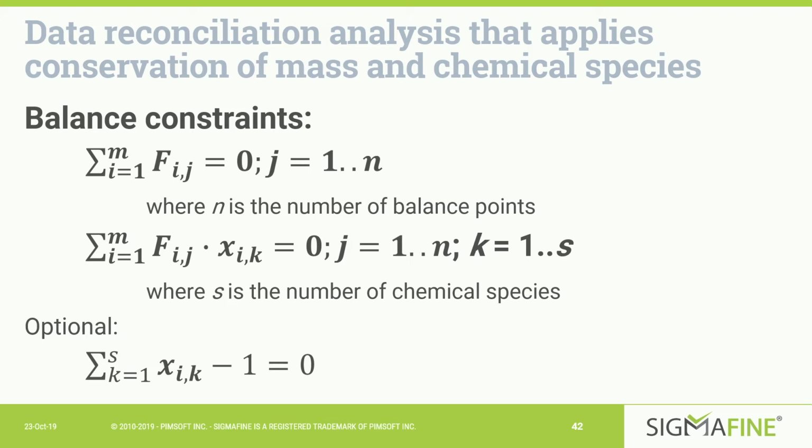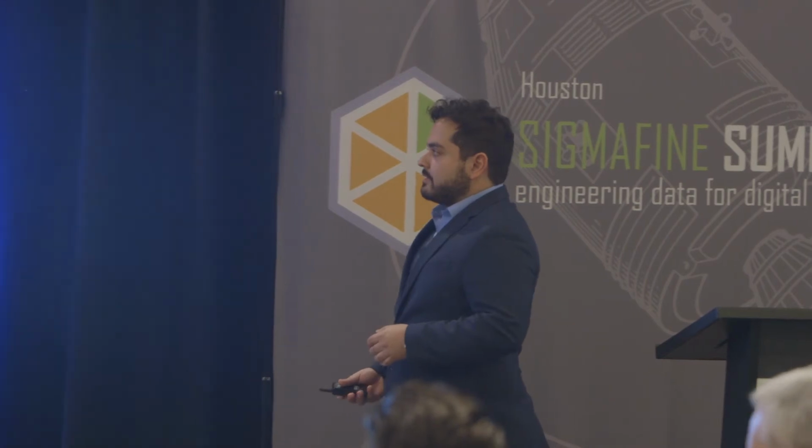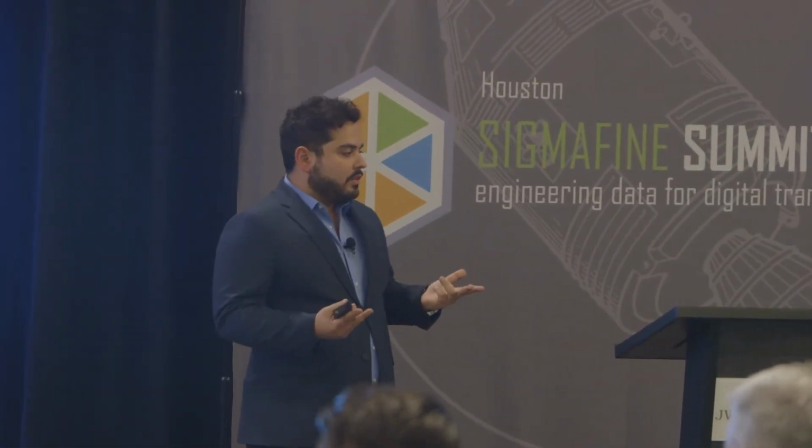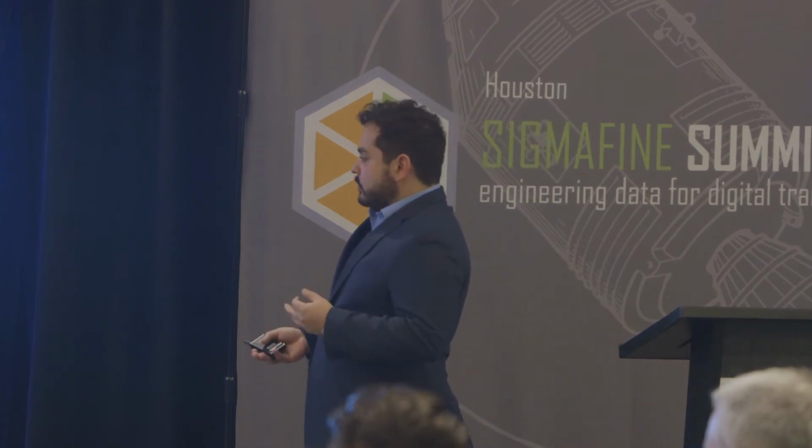And the third constraint is an optional one, basically that the mass fraction of all the components is equal to 1. This is an optional constraint because sometimes you're not interested in balancing all the components. For example, in metals and mining application, we might be interested in just a subset of components, maybe just balance your gold or your copper.